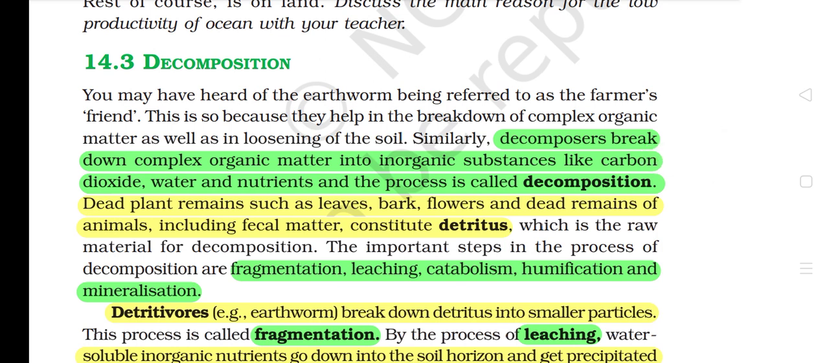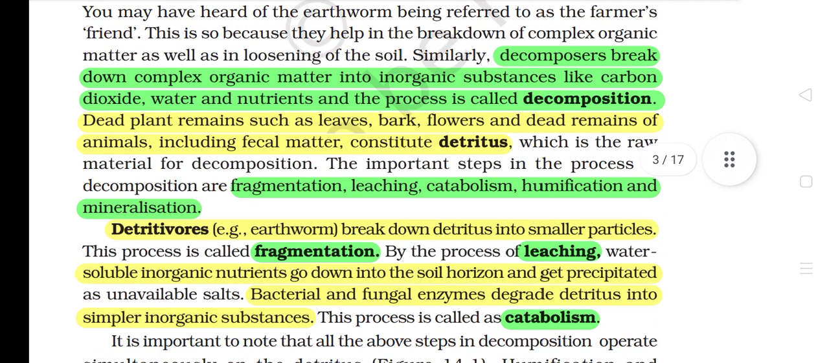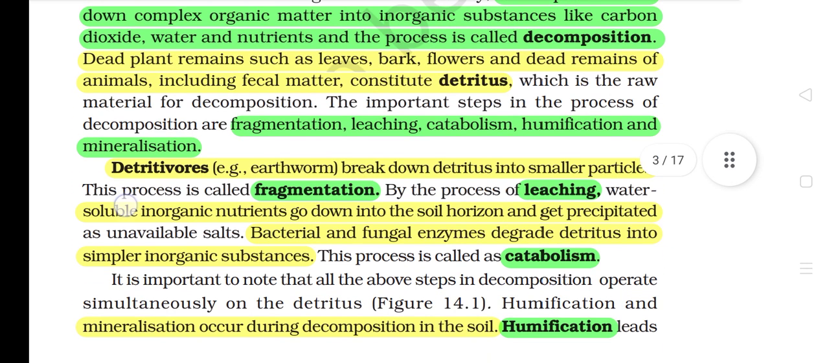14.3 Decomposition. You may have heard of the earthworm being referred to as the farmer's friend. This is so because they help in the breakdown of complex organic matter as well as in loosening of the soil. Similarly, decomposers break down complex organic matter into inorganic substances like carbon dioxide, water, and nutrients, and the process is called decomposition. Dead plant remains such as leaves, bark, flowers, and dead remains of animals, including fecal matter, constitute detritus, which is the raw material for decomposition.